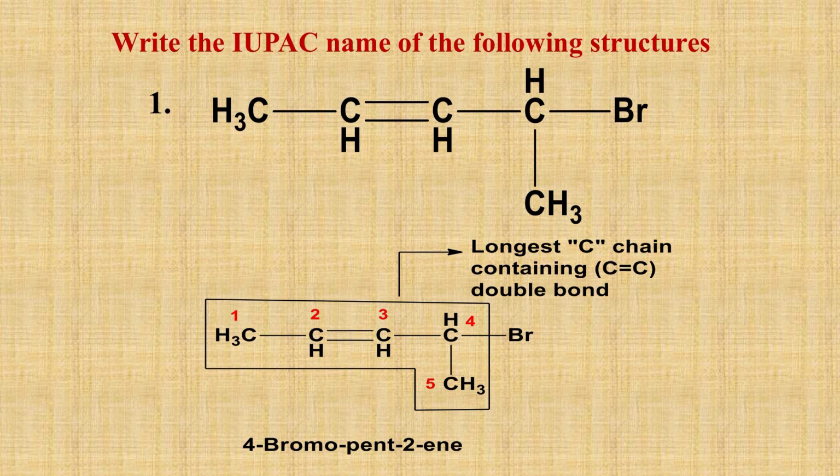One example is written, you can see the screen: CH3, single bond, CH, double bond, CH, single bond, CH, then down you have CH3, then bromine. First of all you have to select the longest carbon chain. Remember students, when you are writing the structure, you select the longest carbon chain, and below you can see one box. Inside that box in the red color, the numberings are there 1, 2, 3, 4, 5, that is called the longest carbon chain.